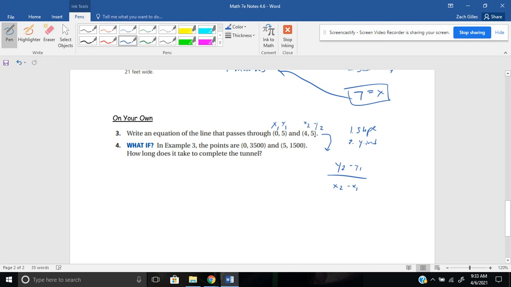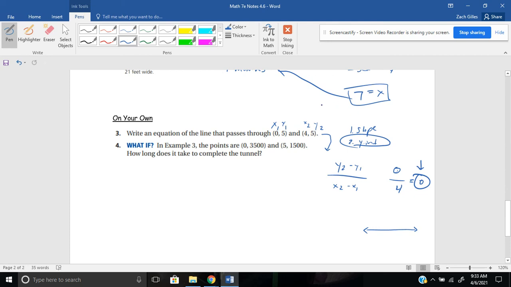What is y2 minus y1? What's 5 minus 5? Well, that's 0 over x2 minus x1. 4 minus 0 is 4. So what is 0 divided by anything? Well, 0. So you might be saying, well, what's going on here? Why is my slope 0? Remember in the previous problem, or 2 problems ago, when we have a slope of 0, we have a horizontal line, or like a flat roof, right? There's no slope. And then I just need to find my y-intercept.